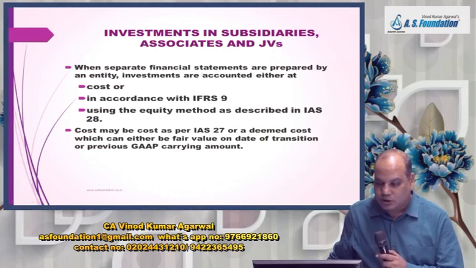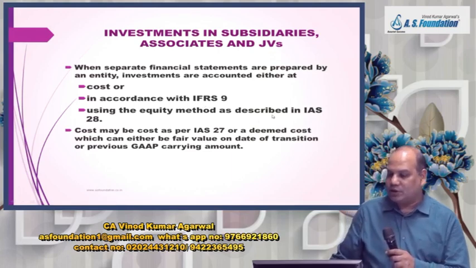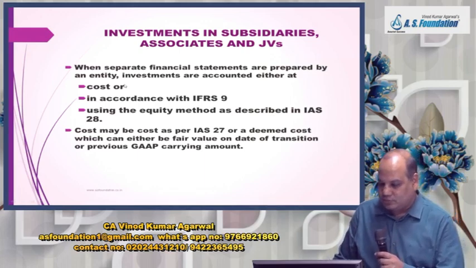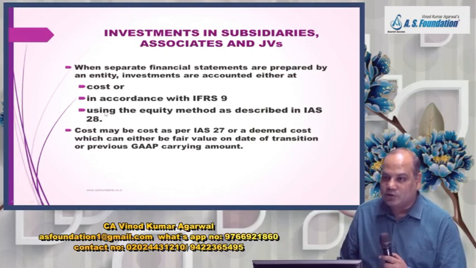Now next is investment in subsidiaries, associate and joint ventures. This is for separate financial statement. When separate financial statements are prepared by an entity, investments are accounted either at cost. This you have learnt in which standard? IAS 27, or in accordance with IFRS 9, or using equity method as described in IAS 28. But this is as per IAS 27 rule. Previous GAAP may not be following these three rules.